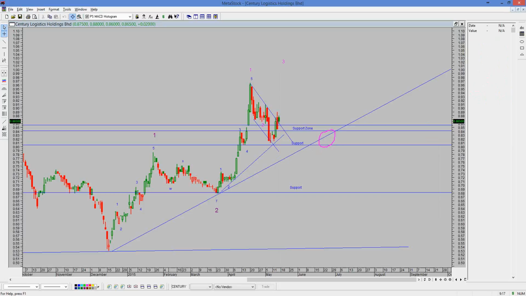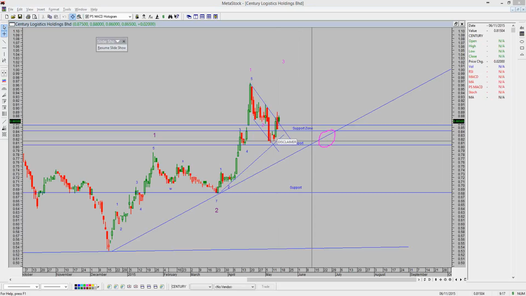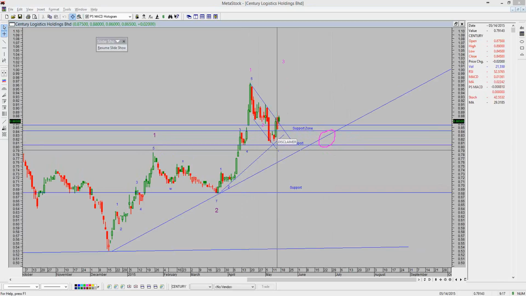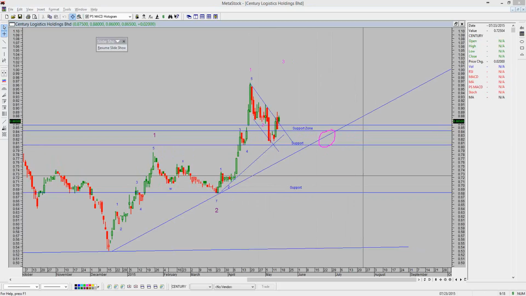So, stop loss. Of course, I think I will stop my position if the stock is below 80 cents, which is an immediate psychological support and is also validated by the recent down move. So at this level.